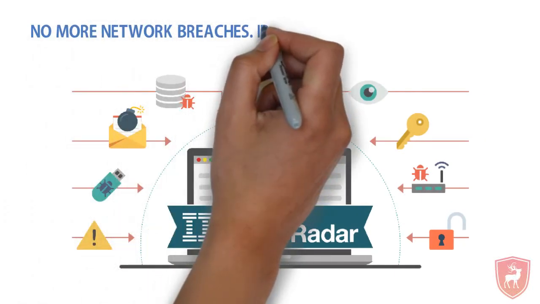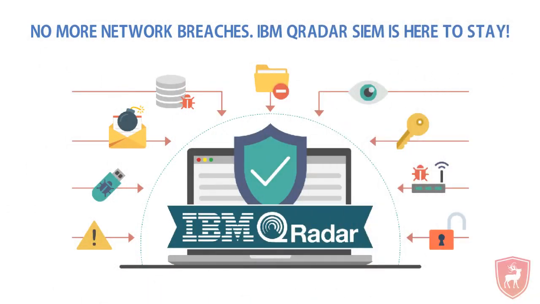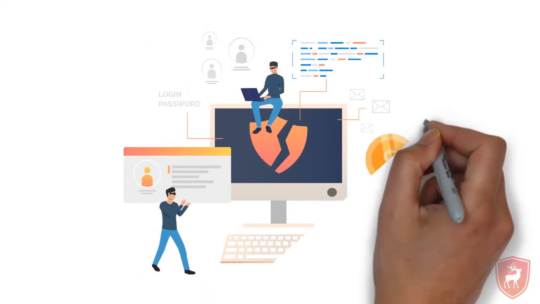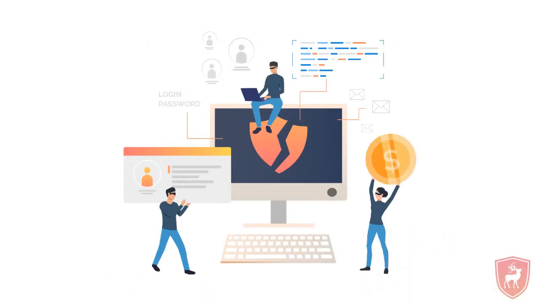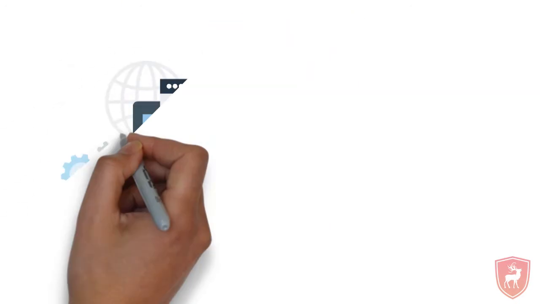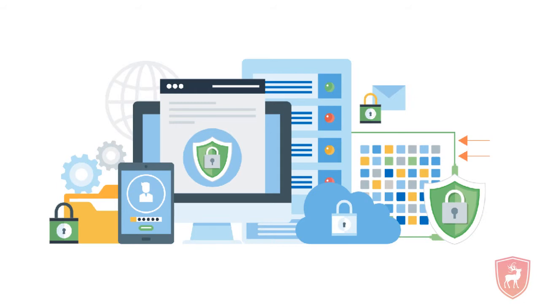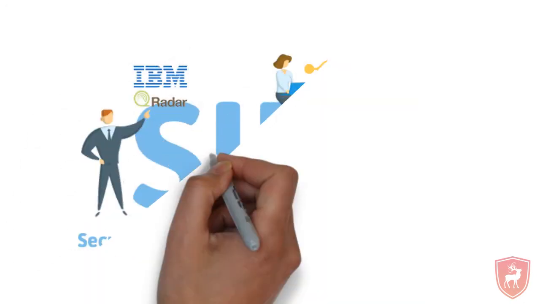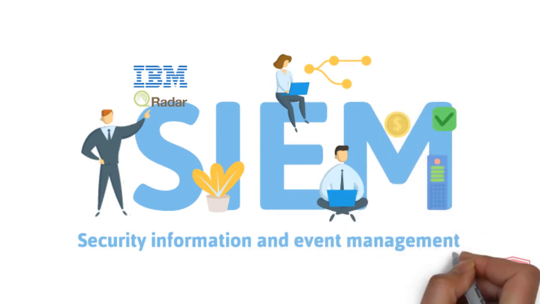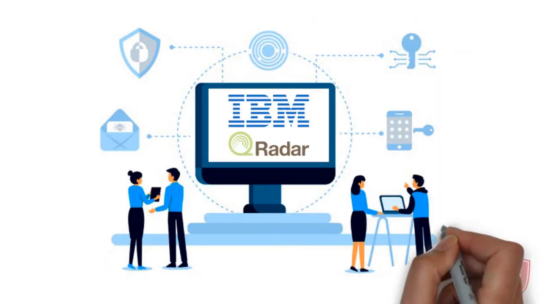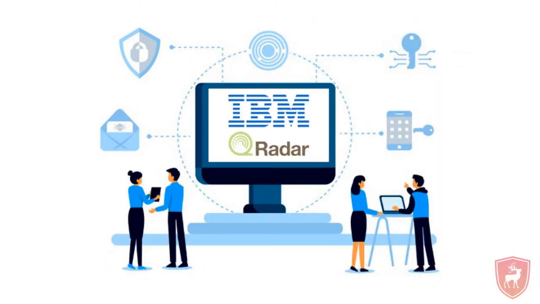No more network breaches. IBM QRadar SIEM is here to stay. Are you aware of the fact that fear of network breaches is compelling enterprises to spend aggressively on network security? Yes. That is why thousands of organizations depend on a powerful security intelligence solution like IBM QRadar SIEM. IBM QRadar is a security information and event management, or SIEM, product that is designed for enterprises. The main aim of IBM QRadar SIEM is to prevent or minimize the damage to its host organization.